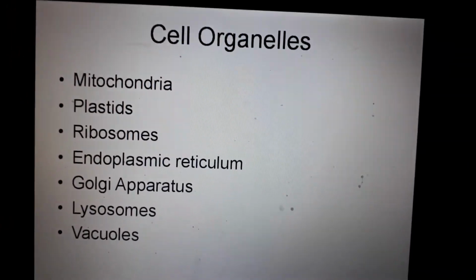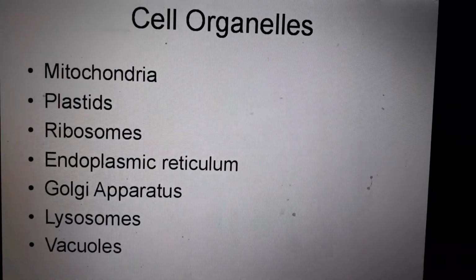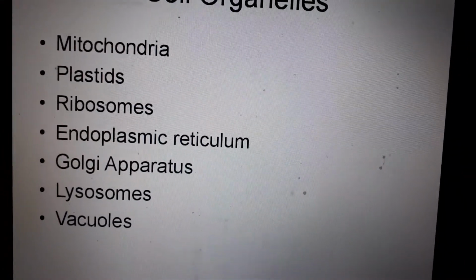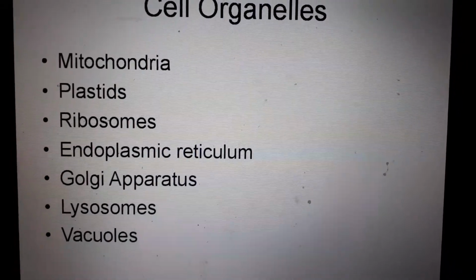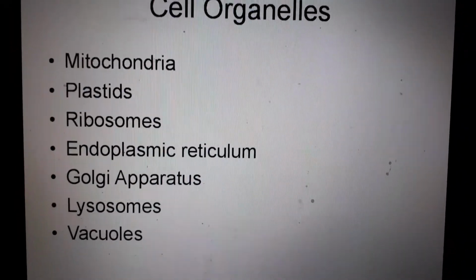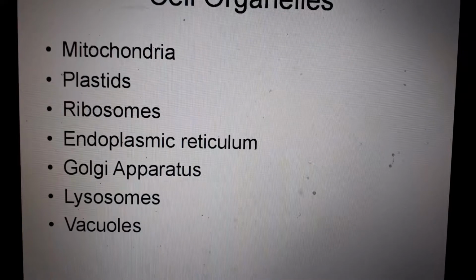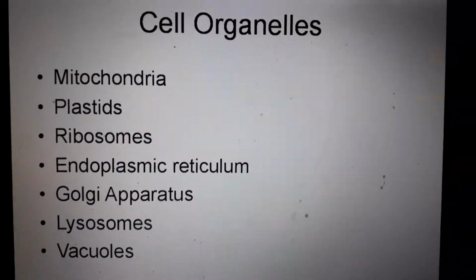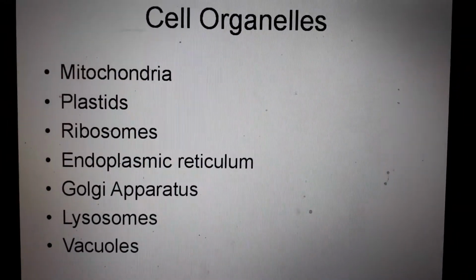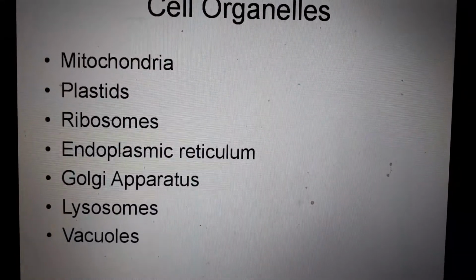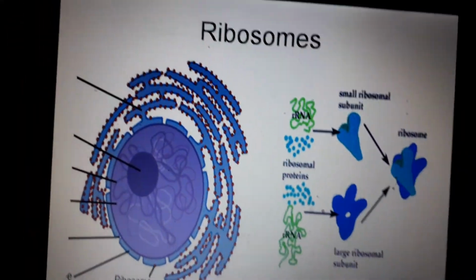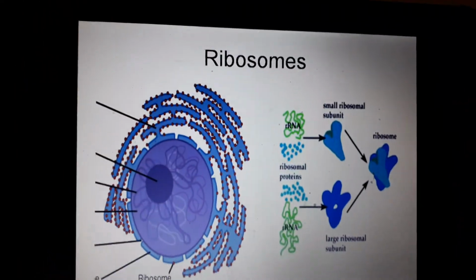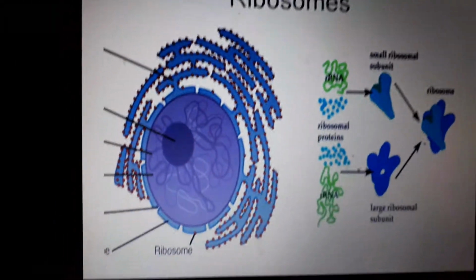Now let us move on towards ribosomes, endoplasmic reticulum, Golgi bodies, and lysosomes. Today we are going to cover four topics: ribosomes, endoplasmic reticulum, Golgi apparatus, and lysosomes. I want you all to observe the structure of the ribosomes carefully.